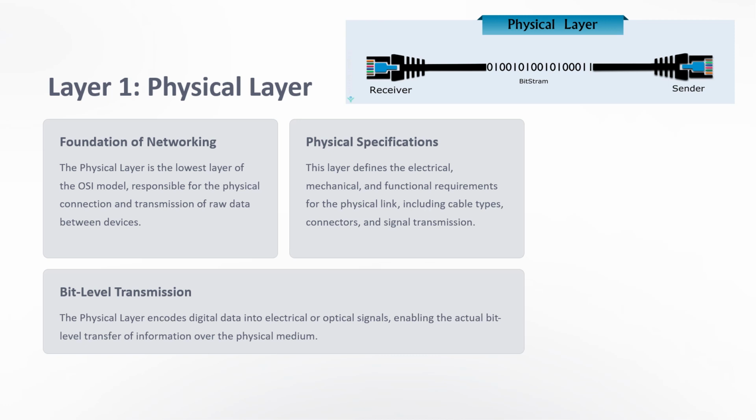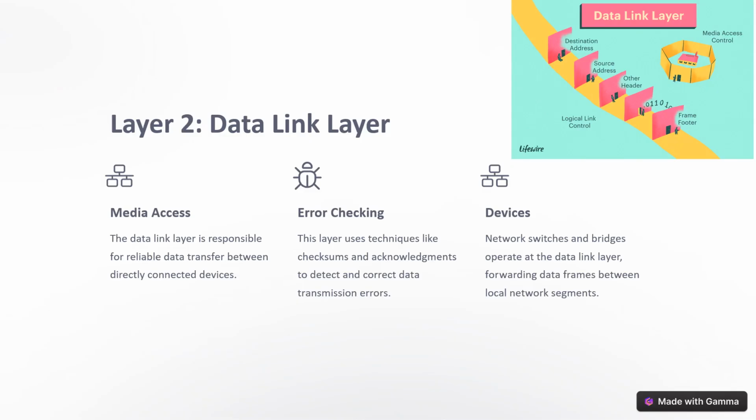Now let's talk about the second layer, the data link layer. It handles the direct communication between devices on the same network. The main job of the data link layer is to ensure that data is transferred error-free from one device to another over the physical layer. It takes raw bits from the physical layer and organizes them into frames. Basically, it converts the data packets into frames. It adds a header and trailer to the bits and converts them into a frame.